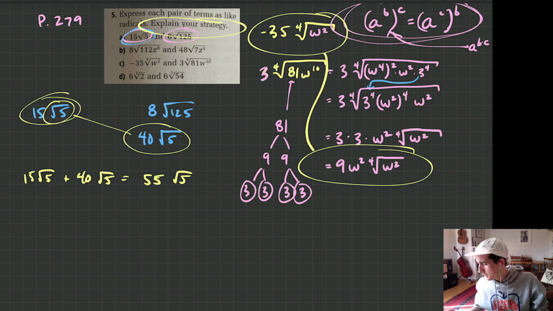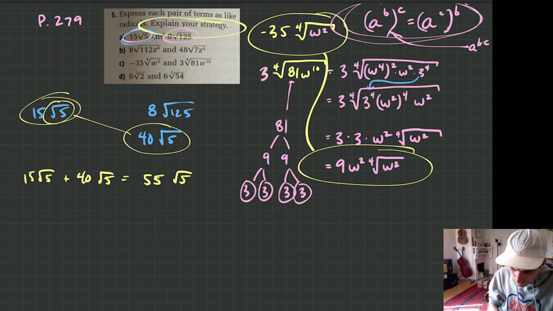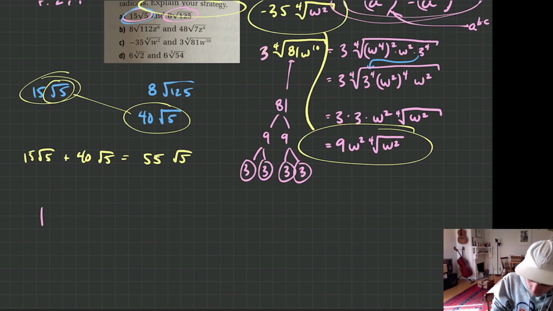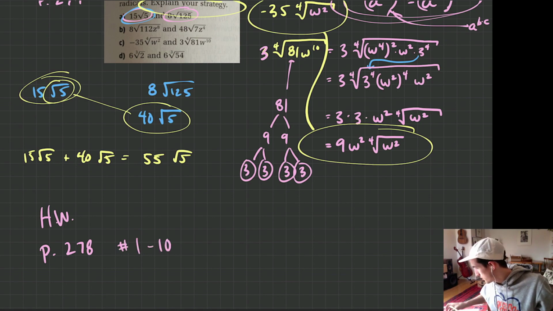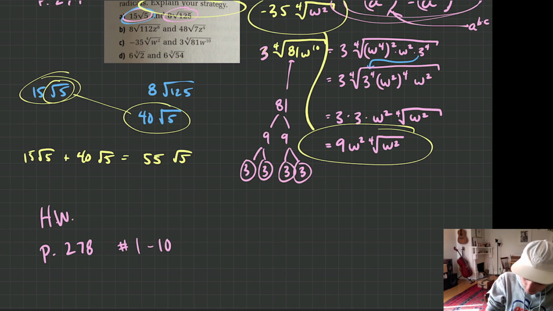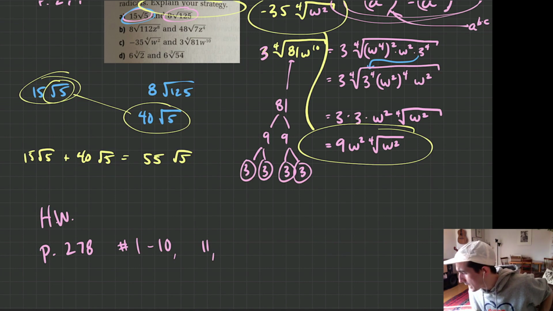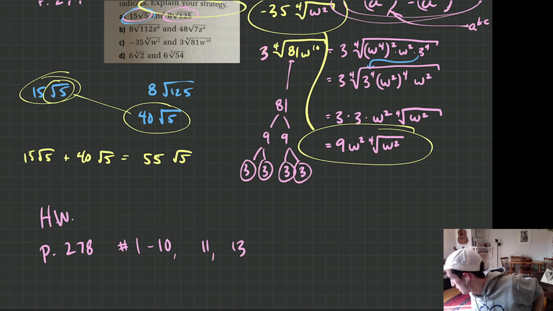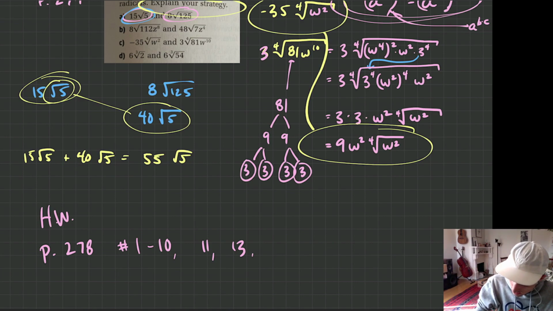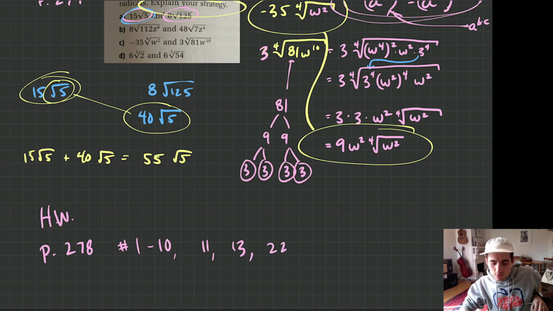I'm going to put those page numbers on the website. I may as well also write them out now, and then I'll also put a note on the website for your records. So the homework is going to be page 278, numbers 1 to 10. And I'm going to throw in a few of the longer answer questions. I like number 11, and I also like number 13, and I'll do one more. Yeah, I like number 22. Number 22 may cause some problems. So definitely try all of these.